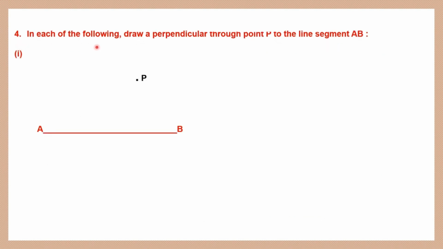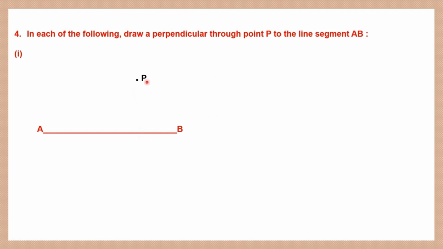Question 4. In each of the following, draw a perpendicular through point P to the line segment AB. So here a line segment AB has been given to us and a point is given to us, and the point is named P. We have to draw a perpendicular through this point. What is a perpendicular line? A line which cuts another line at right angles. So we have to draw through point P a perpendicular to line AB.